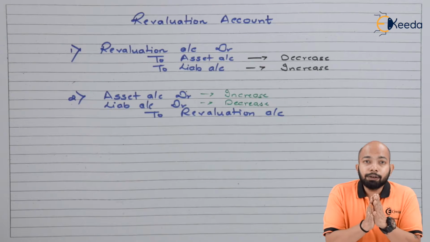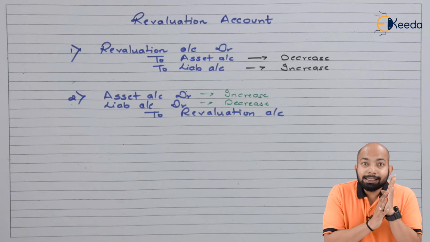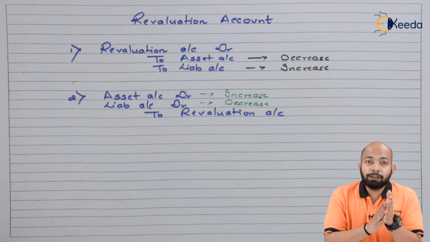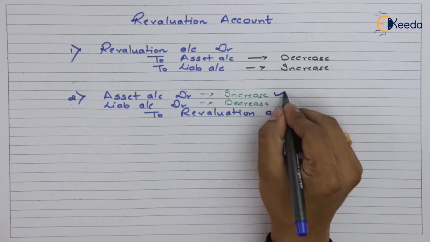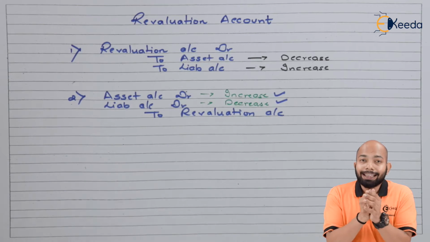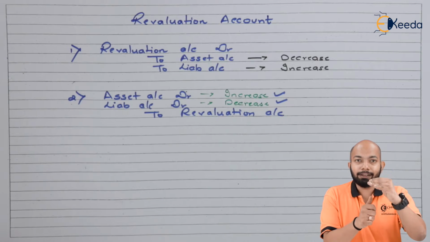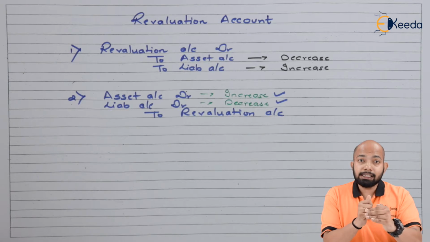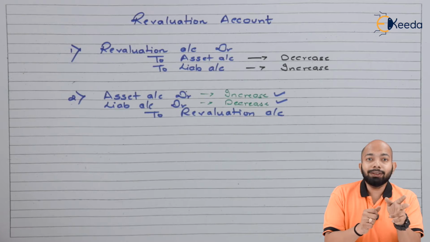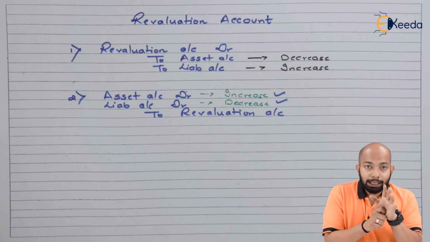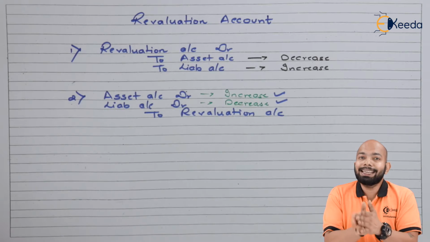Now the second entry refers to an increase in the value of assets and a decrease in the value of liabilities. So we have highlighted that with blue tick marks. If there is an increase in the value of an asset and a decrease in the value of a liability, in both these cases the revaluation account will be credited.